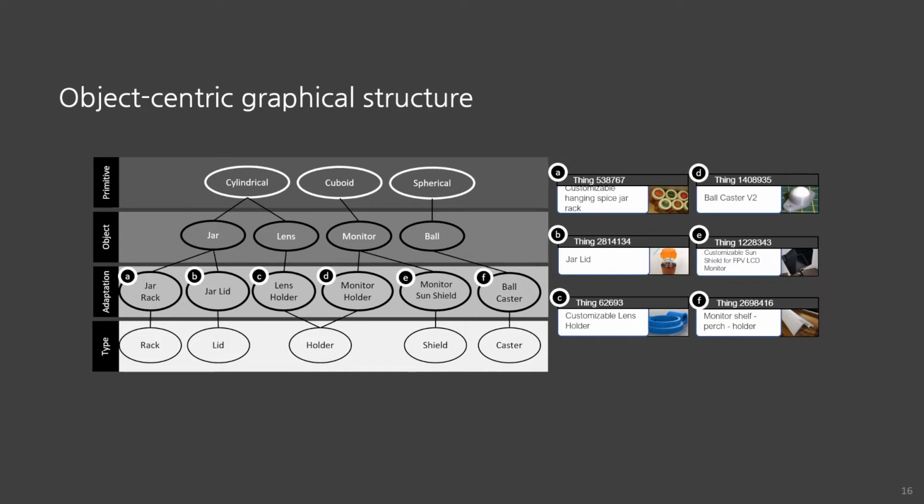This search is supported by an object-centric graphical structure that we created by augmenting existing design metadata on Thingiverse. By mapping objects and concepts as nodes, the system can provide a more organized, object-centric way of searching, where the search process can be treated as traversing the adaptation graph.